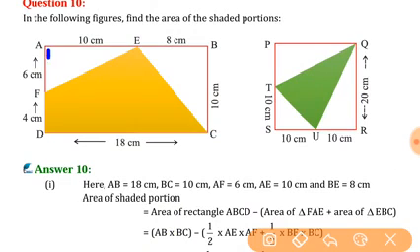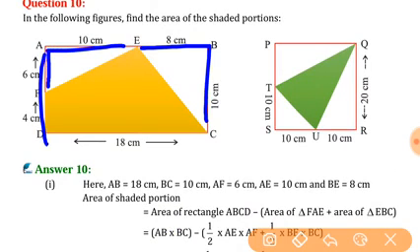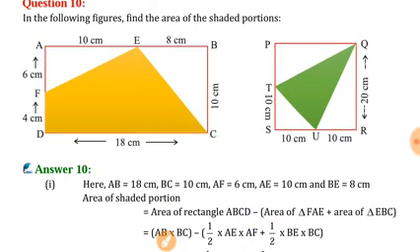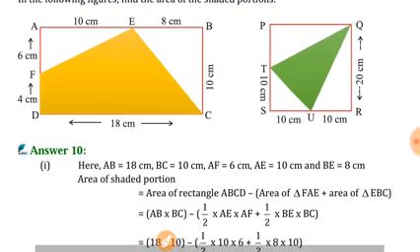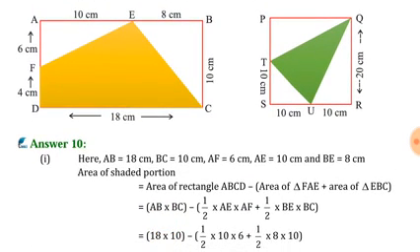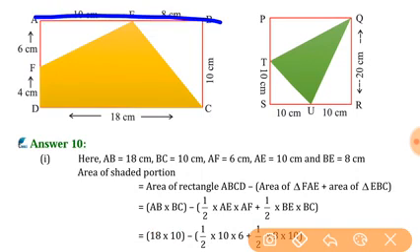It is a right angle, so length into breadth you can take. The total is 18 into 10. Here also the same thing. So here AB is 10 plus 8, 18 centimeters. BC is 10, so the total area is 18 into 10, which is 180. Then these two triangles we have to add and subtract.